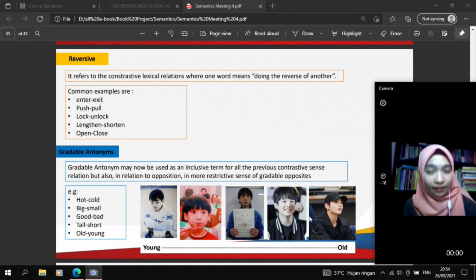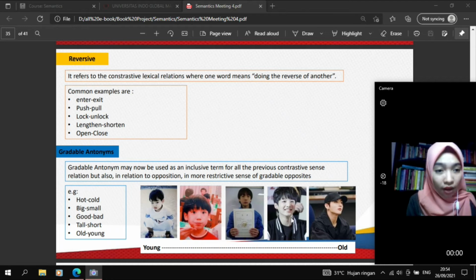Ada tingkat-tingkatnya untuk lawan kata itu. Jadi tidak selalu muda langsung tua, gitu ya. Bisa jadi muda lawannya agak tua, bisa. Lawan muda sedikit tua. So is picture 1 the antonym for picture 2? Yes, of course. Is picture 1 the antonym for picture 5? Yes, of course. That's what gradable antonyms means. Yeah.